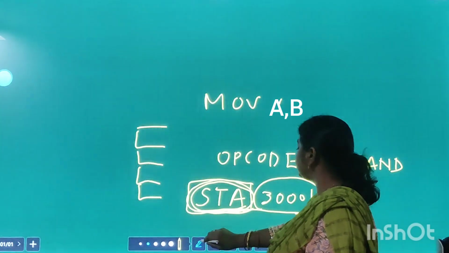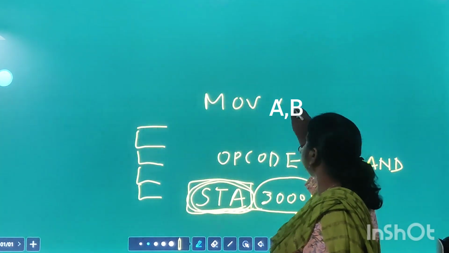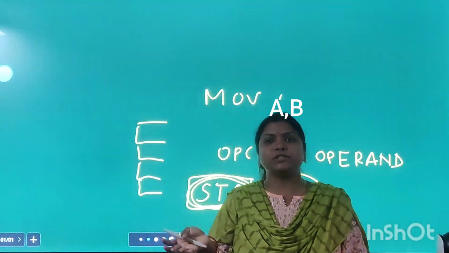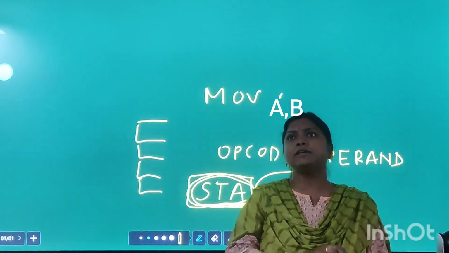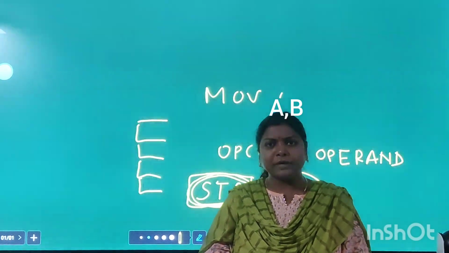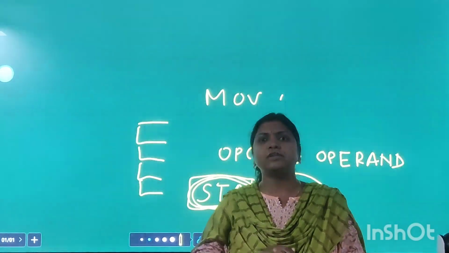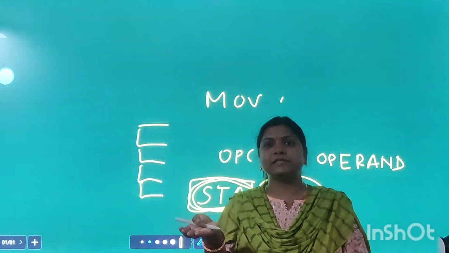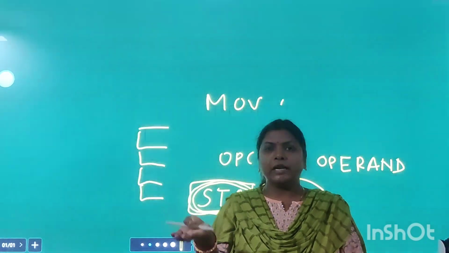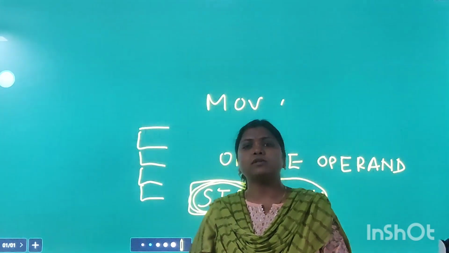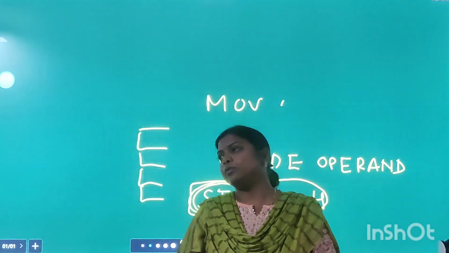Then suppose another instruction, MOV A, B. This means move the content of the B register to the A register. Here the opcode part is the move operation. Move operation means the operand goes from the source to the destination. From the B register, data will be moved and transferred to the A register. That type of addressing is called register addressing mode.